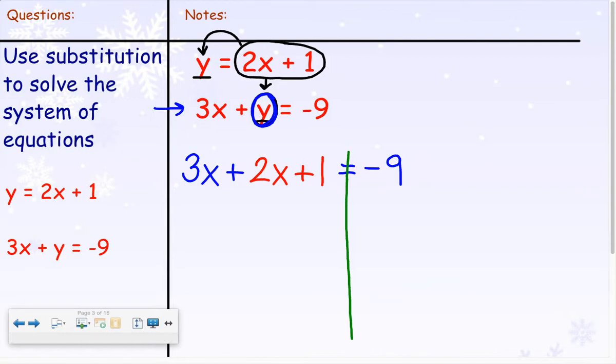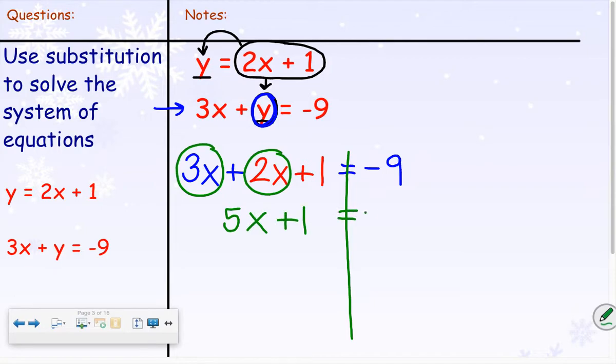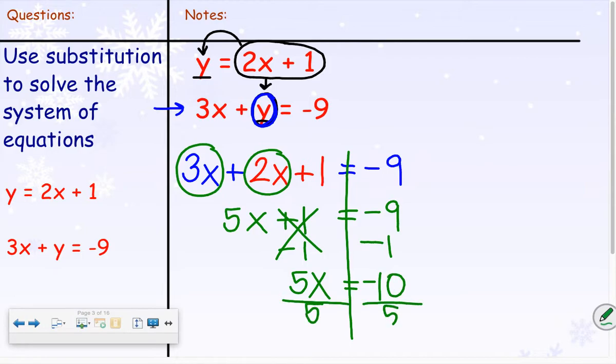One other thing to help you out, you know you did the step right where I wrote the 3x plus 2x plus 1 equals negative 9 correctly if you only have one variable. So we only have x's in our problem now. If we had x's and y's, that's your red flag that you did something wrong. So 3x and 2x make 5x. Minus 1 on both sides. Divide both sides by 5. And we have x equals negative 2.